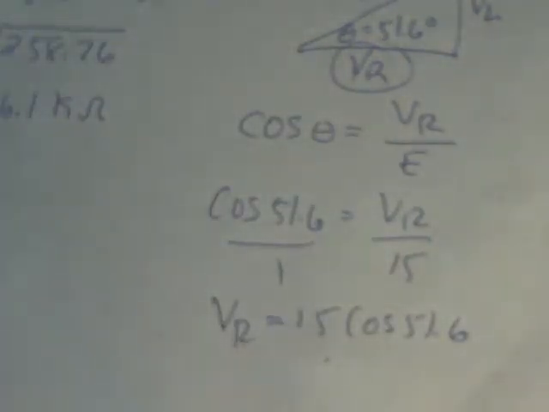So depending upon your calculator, if you have a calculator where you can see everything as you type it in, just type in 15 cosine 51.6, equals. I've got a TI-30X here, TI-36. I've got to kind of do it backwards. I've got to do 51.6 cosine, then times 15. And I get 9.3. So V sub R is 9.3 volts.